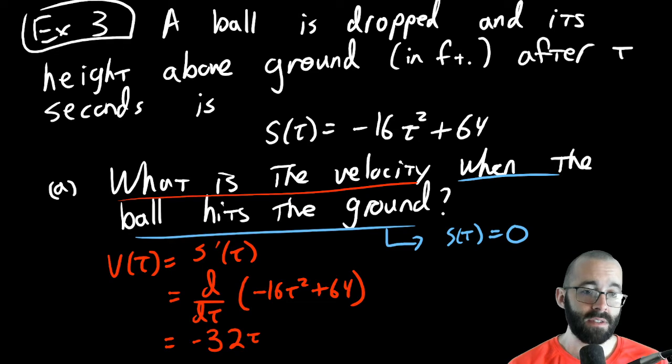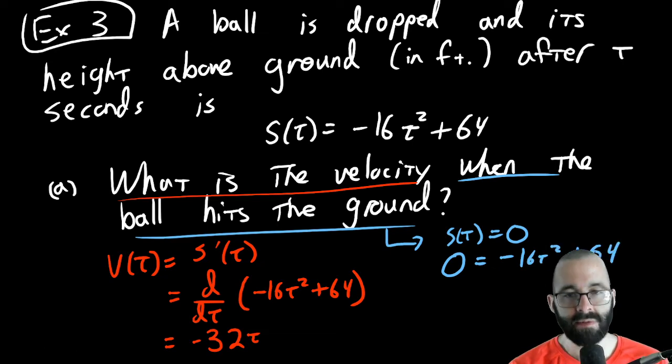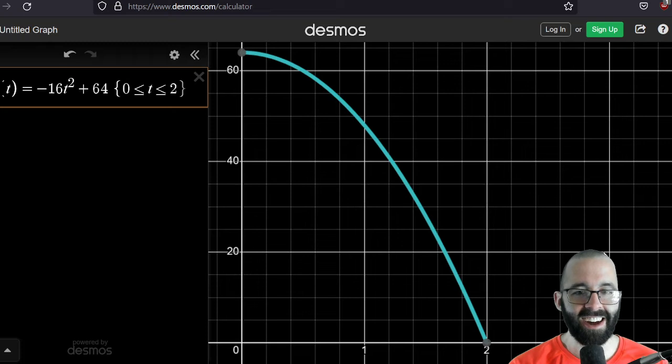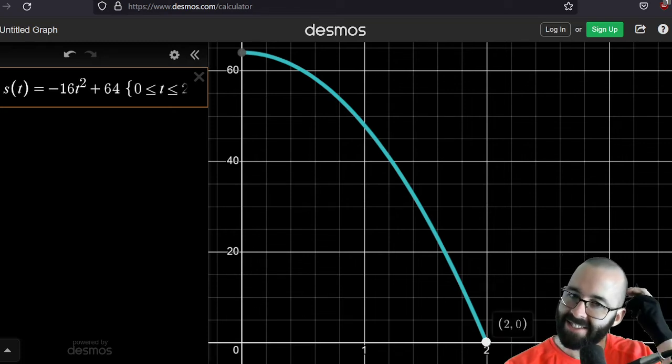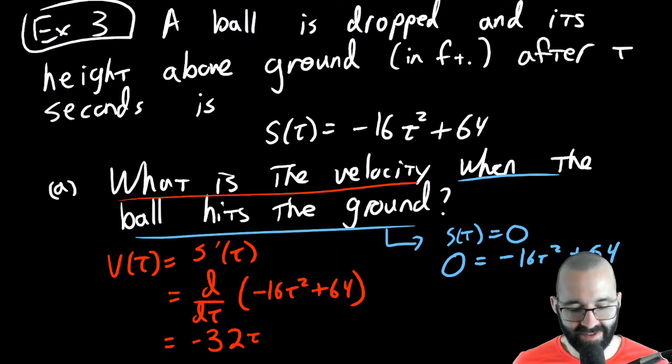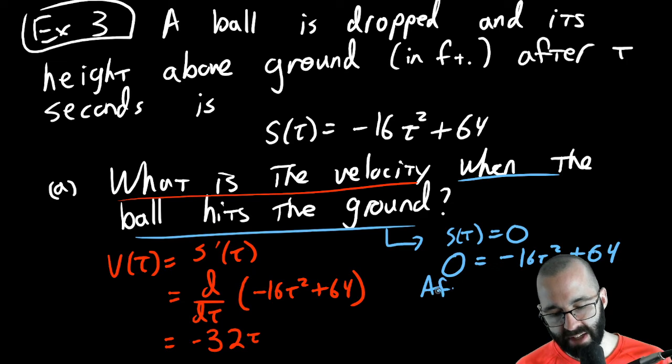And you could solve this. This would be good practice. You could solve this by saying, when is the height equal to 0 and solving it this way? Or you could kind of cheat and look at the graph. The height is 0 after 2 seconds. Good practice. All right. So that's going to be after 2 seconds.